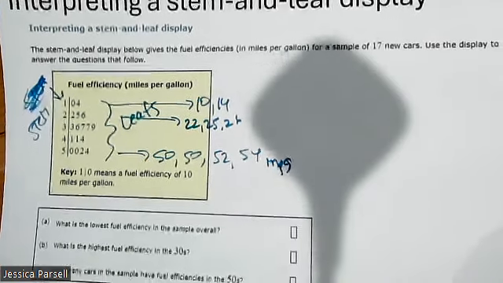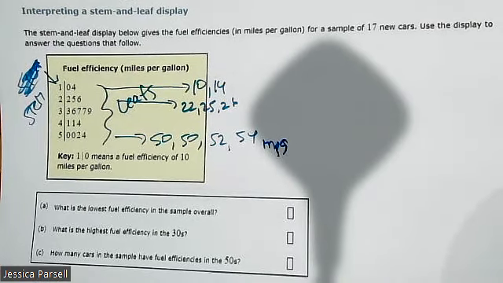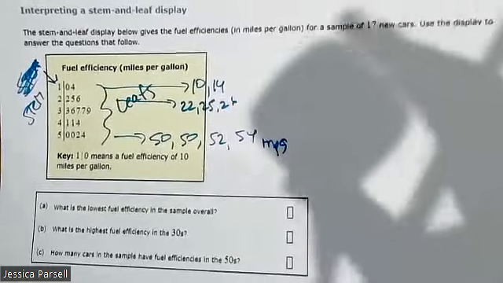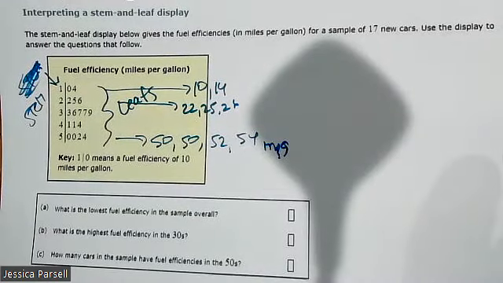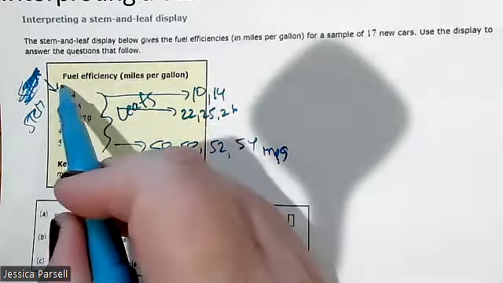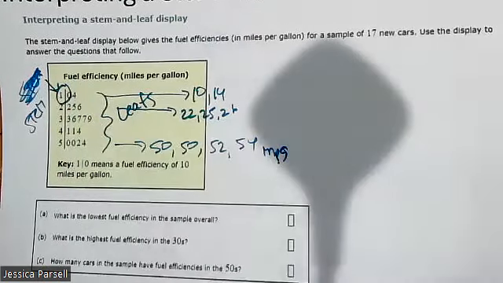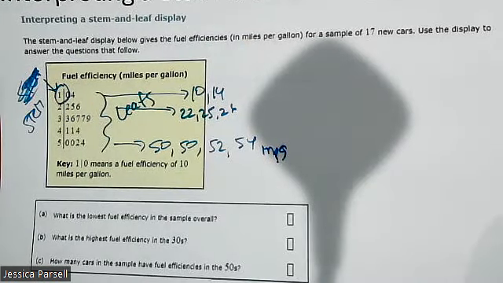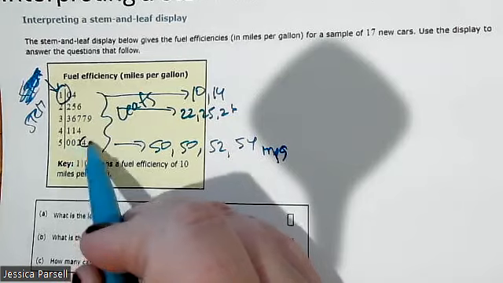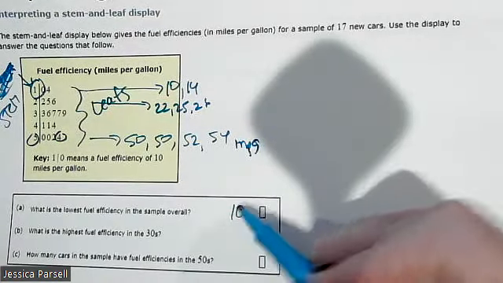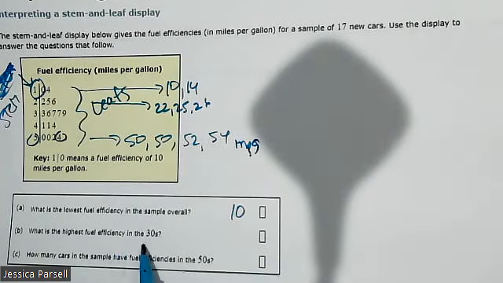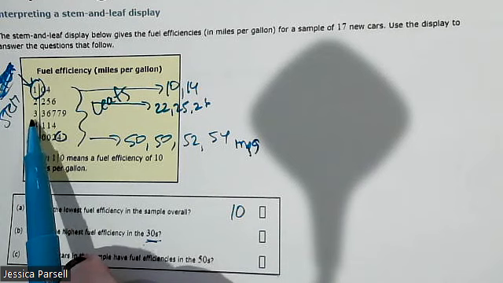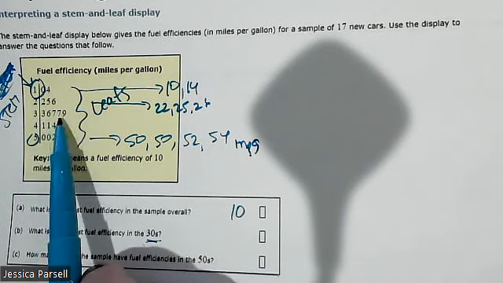Okay, question A. What is the lowest fuel efficiency in the sample overall? Well, it's probably going to be this right here, this 10. That is the lowest fuel efficiency. Notice it goes all the way up to 54 miles per gallon. So 10. What's the highest fuel efficiency in the 30s? Okay, let's look at 30. So 33, 36, 37, 37, 39.